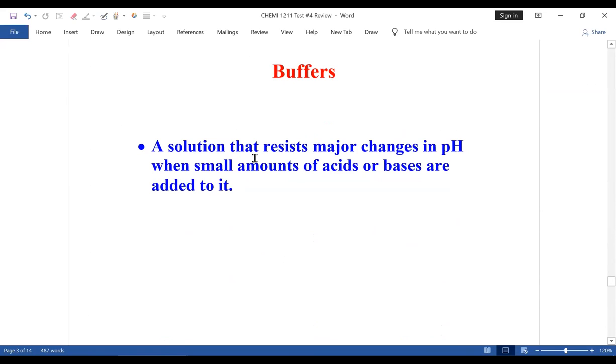Now, I rushed through this yesterday, but I'll talk about it a little more. A buffer is a solution that resists major changes in pH when small amounts of acid or base are added to it. Again, a buffer is a solution that resists major changes in pH when you add a small amount of acid or base to it.